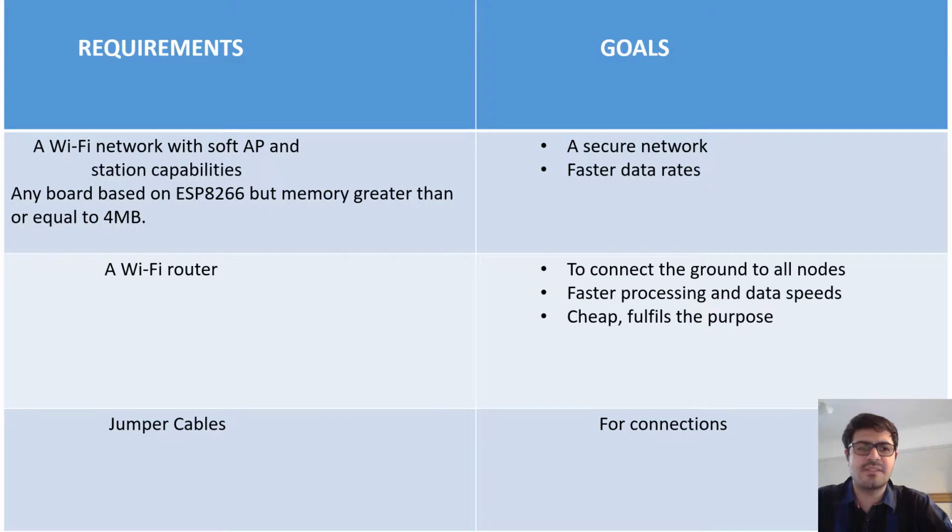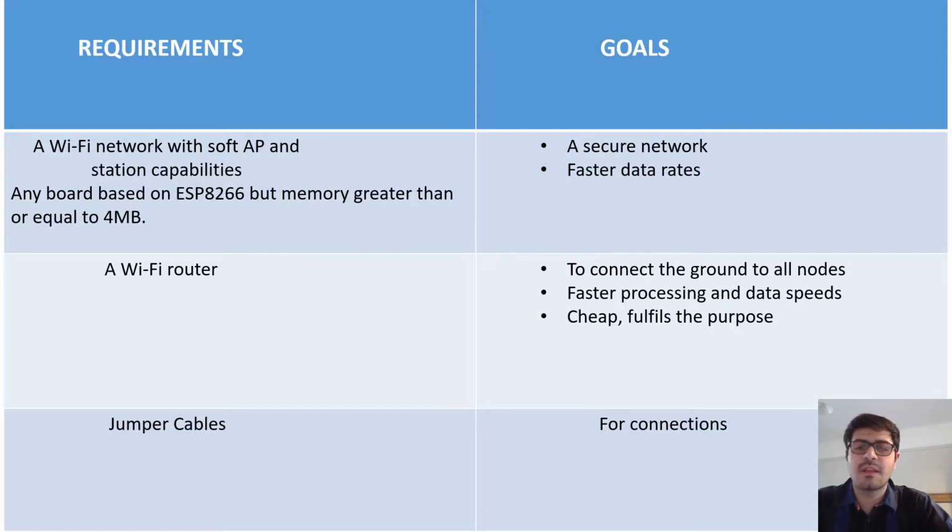We need any board based on the ESP8266 chip, with memory greater than or equal to 4 MB, because the greater the memory, the faster the data transfer and buffering in the system. Also, the greater the memory, the better we can have firmware installed into the chip. And what goals does it fulfill? It gives you a secure network because of the Wi-Fi chip. The Wi-Fi chip has different standards such as AES, Advanced Encryption Standard, and it has faster data rates up to 72.2 megabits per second.